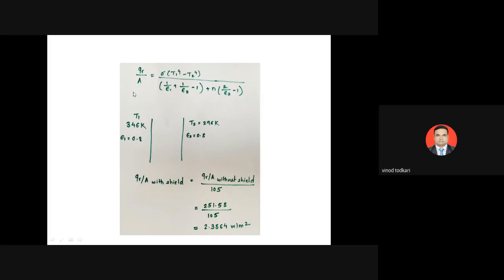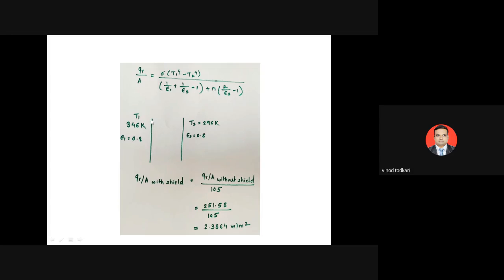We use this formula when there is no shield in between the two plates. If n is 1, what will be this formula? It will be 1 upon epsilon 1 plus 1 upon epsilon 2 minus 1 plus 2 upon epsilon s minus 1. We use this formula if only one shield is there; we have worked out numericals of that type. If two shields are there and their emissivities are the same, I can take this bracket as common and multiply that bracket by n. Tell me honestly, is it clear to you?